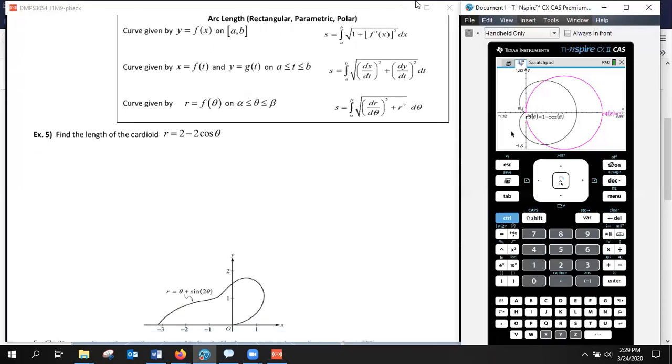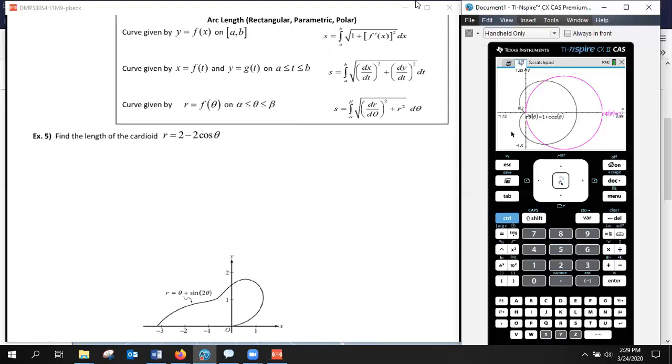All right, going back to this. This is where we're going to go ahead and just streamline this. I want to find the length of the cardioid, 2 minus 2 cosine of theta. So 2 minus 2 cosine of theta.